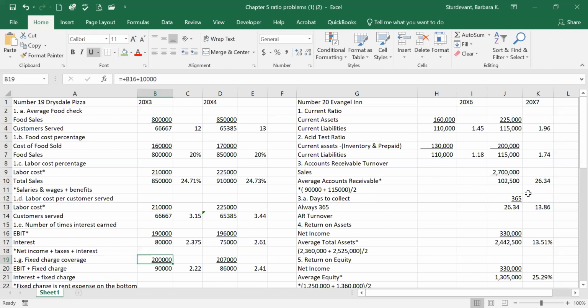So this is the number of times in a year that it converts to cash. Okay, so with this one, we need to convert it to days. So we take that and divide into 365. And so approximately 13, 14 days. Again, make sure these answers make sense. So 26 times a year, that's going to be a little bit more than twice a month. And so that makes sense.